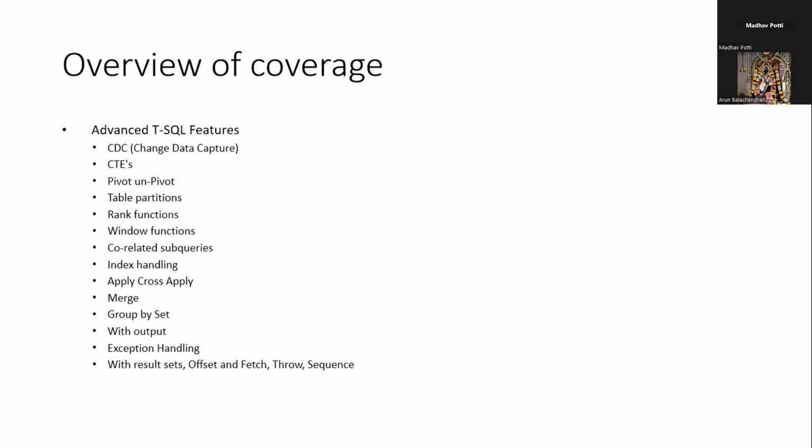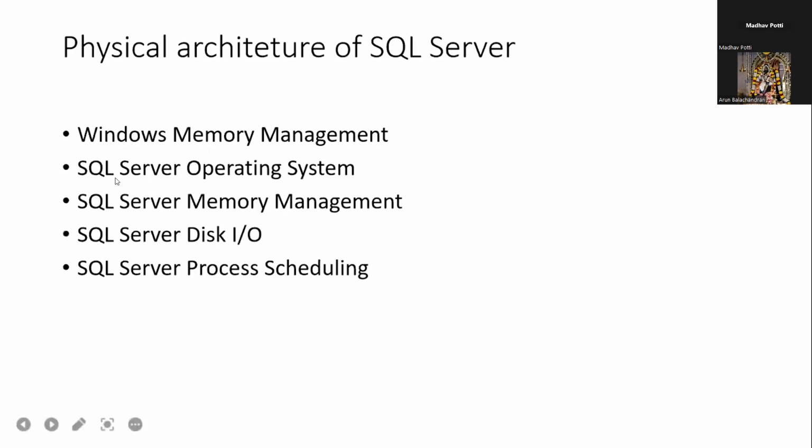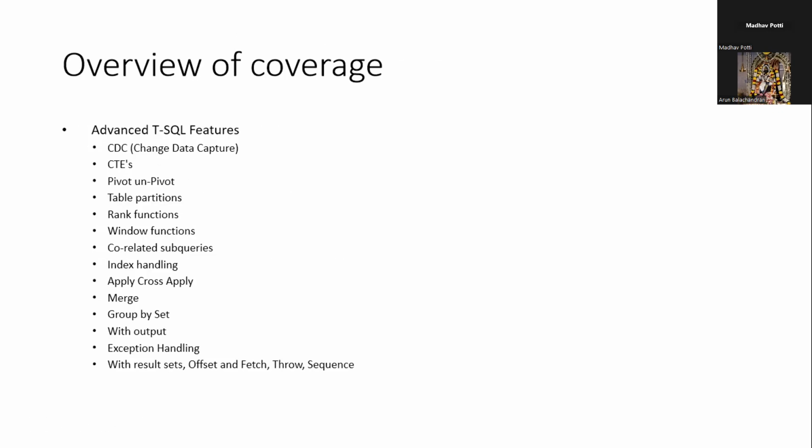You have two-dimensional data, you have x-axis and y-axis. How do we convert y-axis into x-axis and x-axis into y-axis? So this is a typical feature which will help in reporting. Then we will see table partitions.